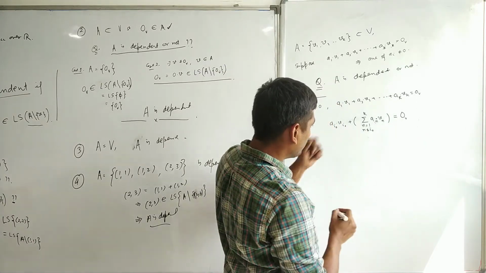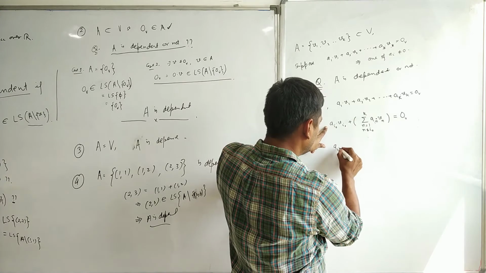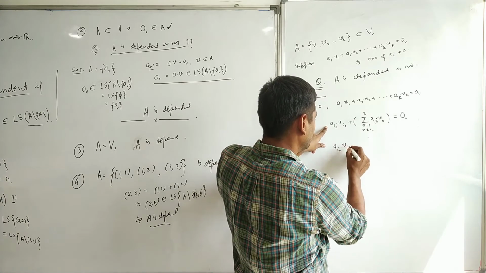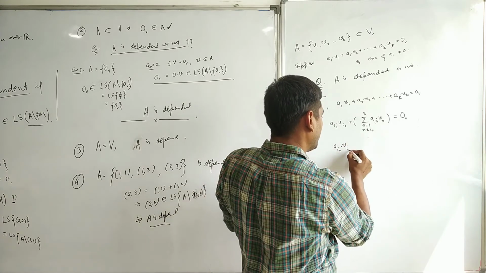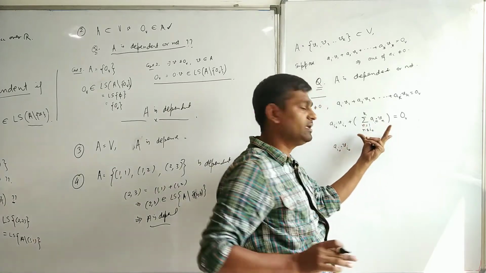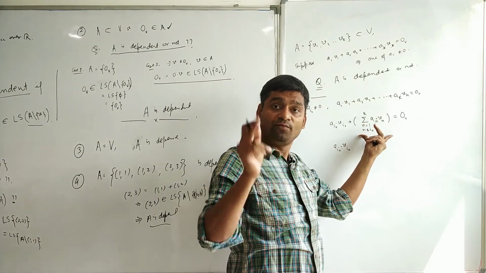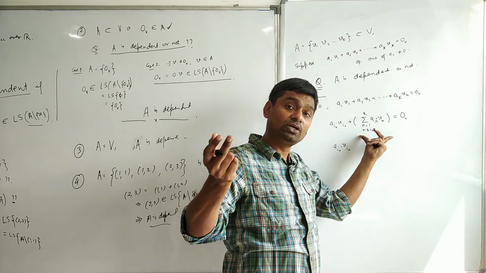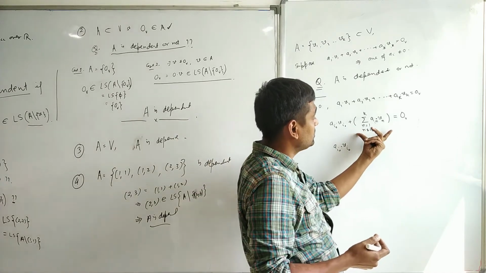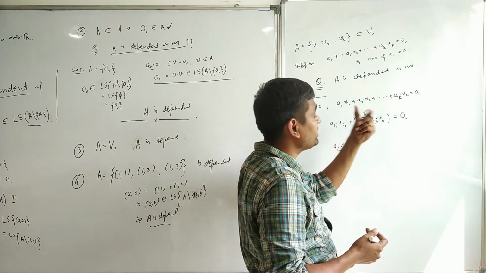So then what will happen? ai naught into vi naught, ai naught into vi naught. This is one vector in the vector space. Every vector in the vector space has a unique inverse. So there exists a unique inverse. That inverse we denote as minus of that.